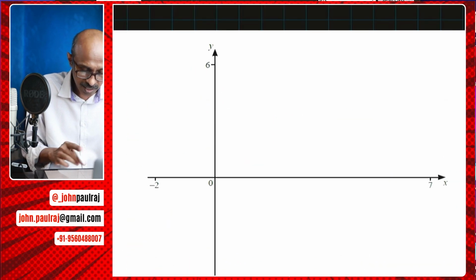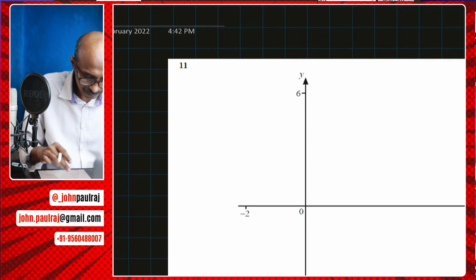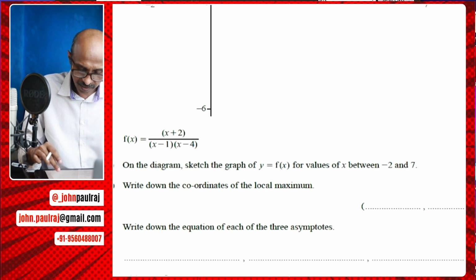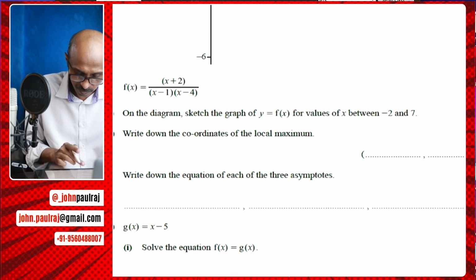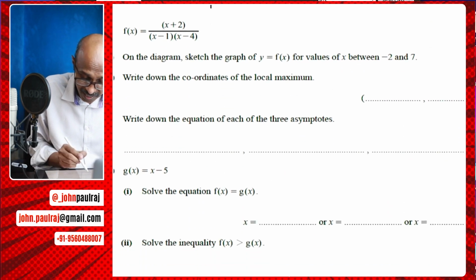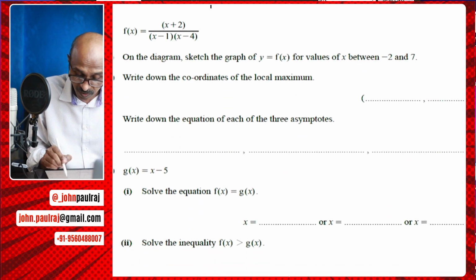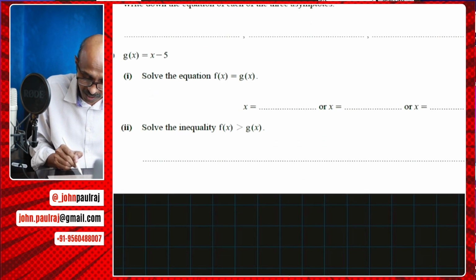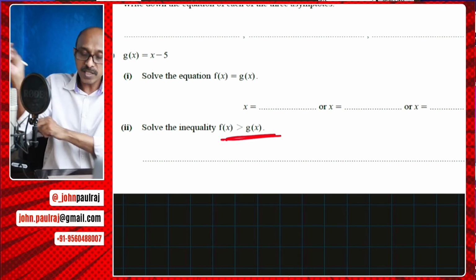Let's do this question, okay? This one is 2019, I believe. Summer 2019 4-1. Okay, so let's do this question. They've asked you to write down the equation of each of the 3 asymptotes. And they've given g. And this is a nice thing. They've also asked you to solve this inequality. Cool. Let's do this question, all right?